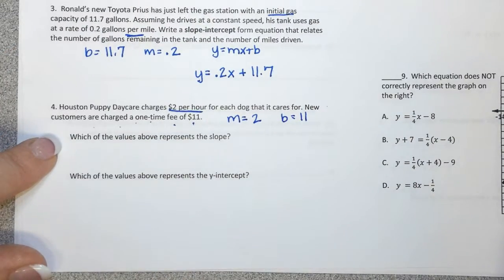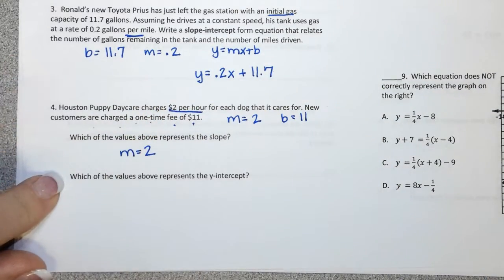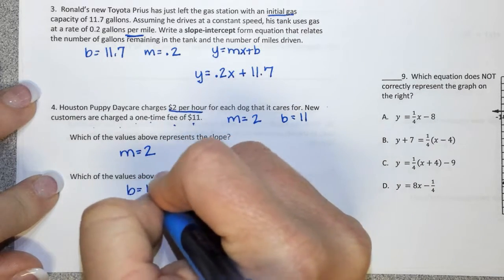So now it says which of the values above represents the slope? We already found it. It was what? 2. So again, we'll just write m equals 2. And then it says which of the values above represents the y-intercept? 11. So b equals 11.